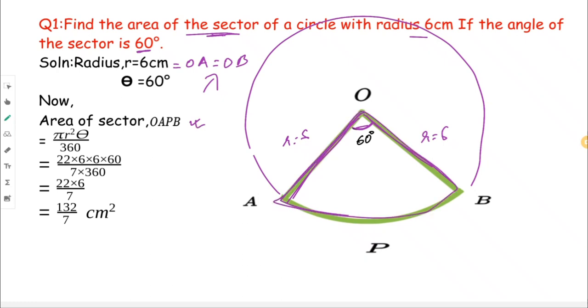Clear? So pi r square theta by 360. The radius is 6, pi is 22 by 7, right? Theta is how much? Theta they gave us is 60. So now let's start dividing. 0 can cut, then 6 ones are 6, 6 6s are 36. I'll have 22 into 6, which when I multiply, I will get 132 divided by 7. So this is your textbook answer, right? So just leave it as it is.